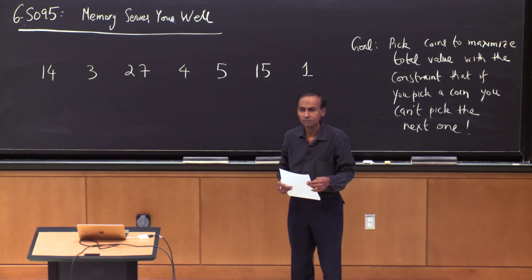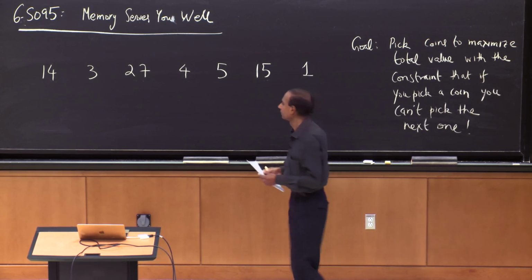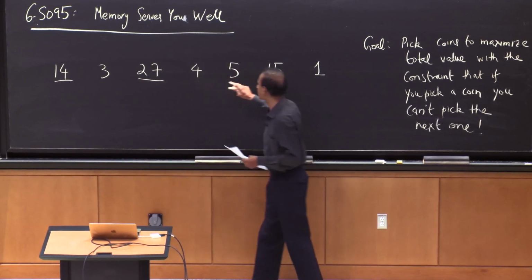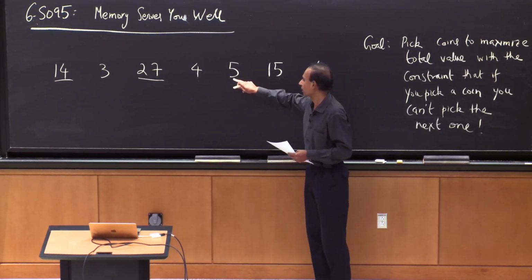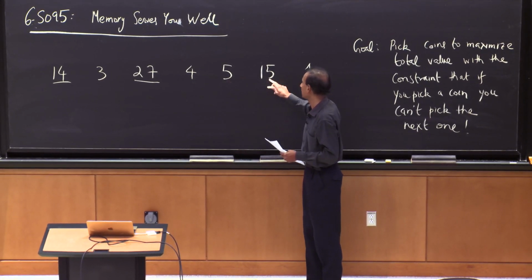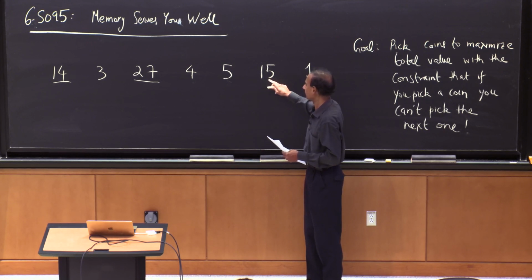Someone? 56. 56. How did you get 56? By using 14, 27, and 50. You went 14, 27, and then you went skip. You didn't want to pick 5. You could have picked 5. You can't pick 4, but you decided that 15 was much better, so you ended up picking 15, right?